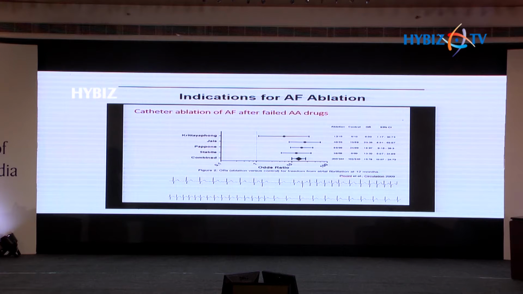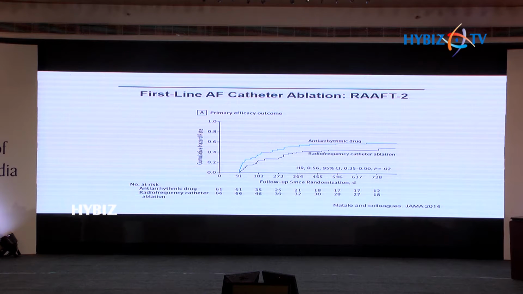And what is the proof to give a class 2 indication? There was a meta-analysis published in 2009 which showed the odds ratio of having been AF free at 12 months in the range of about 15 to 20. That's a huge benefit. And likewise, RAF2 trial published by the US group showed that RF ablation scores over antiarrhythmic drugs even as first line.